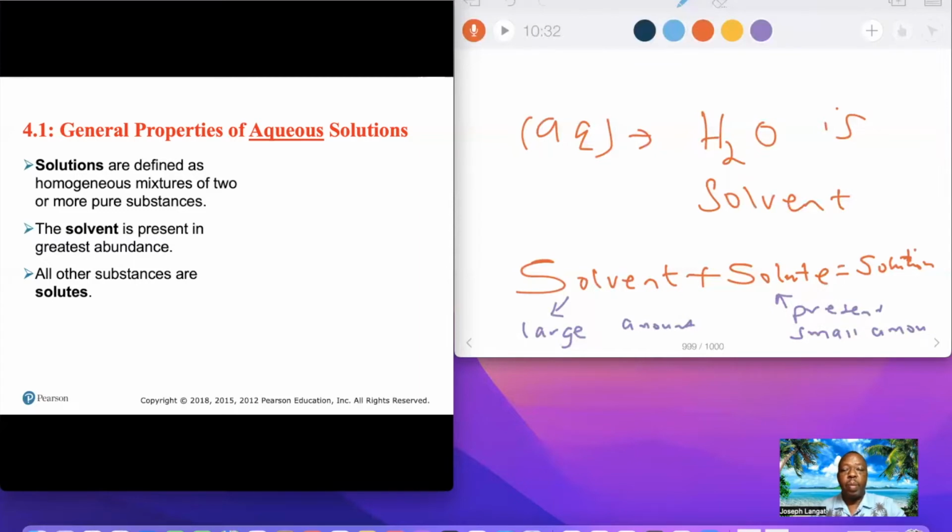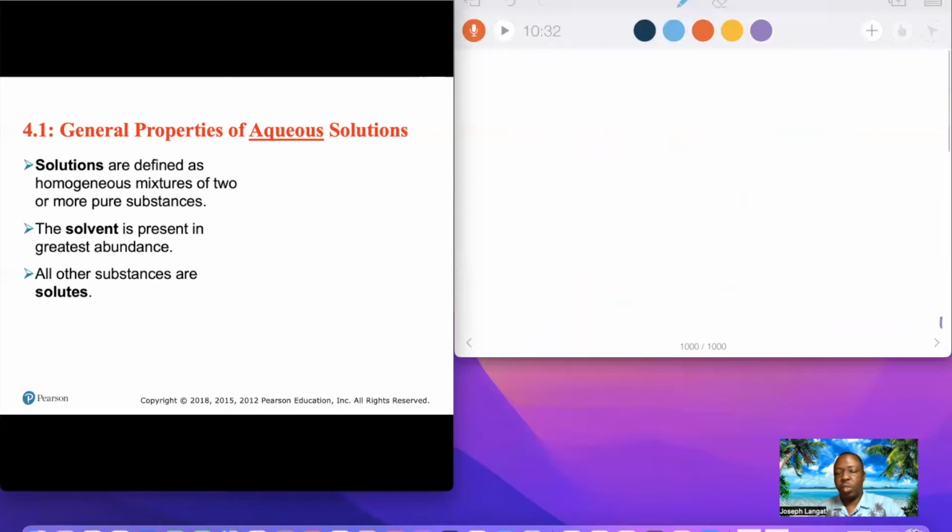Most students think that the solvent is always in liquid form and the solute is in solid form. That's not the case. Air, for example, is a homogeneous mixture of different gases, nitrogen being the predominant one, and then we have trace amounts of other gases, for example CO2 and gaseous H2O. The one present in large amount is the solvent. The one present in small amount is the solute.